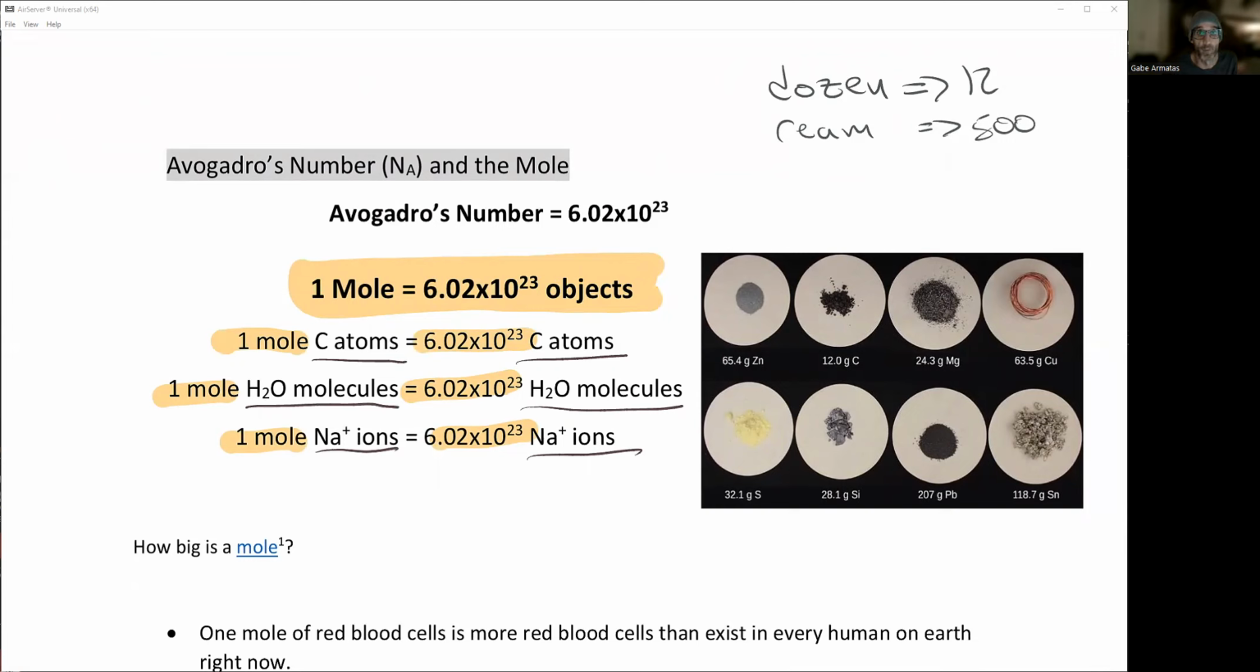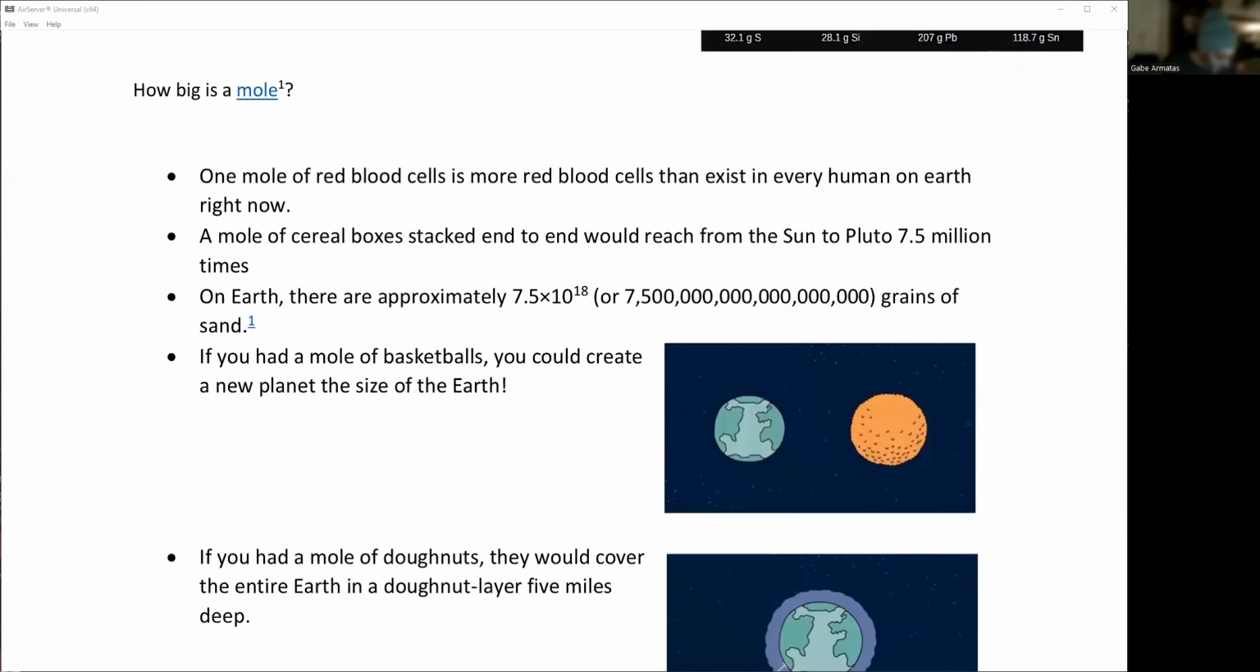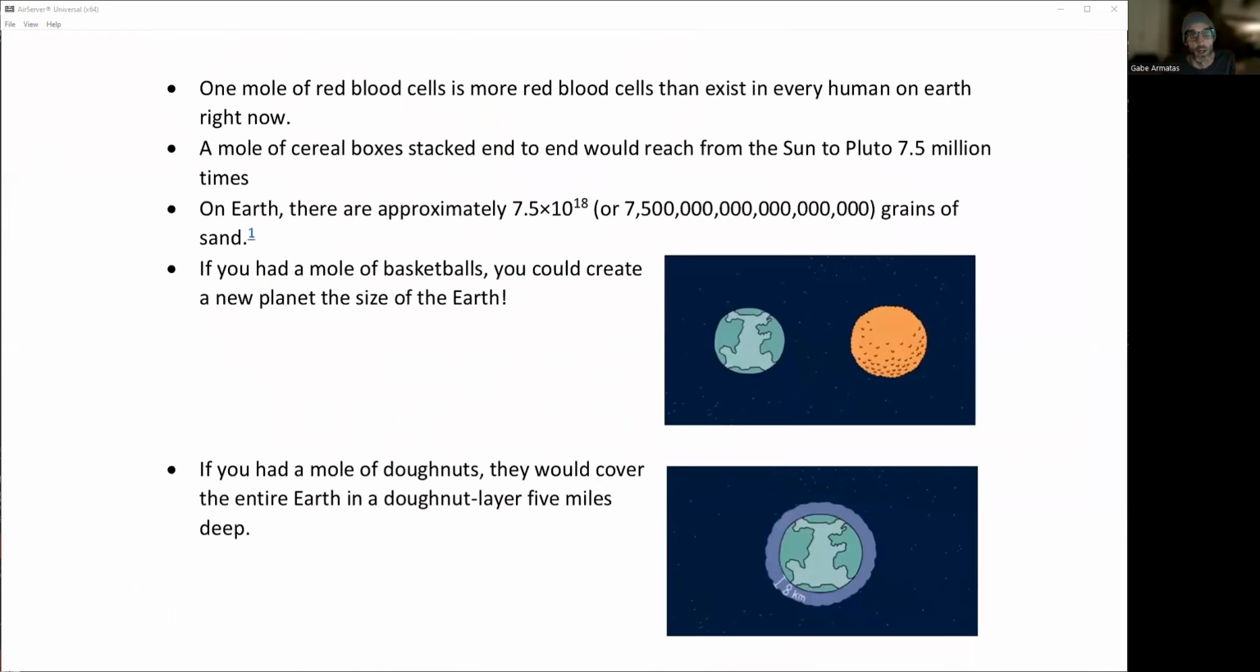I could say 1 mole of bananas. It's going to be 6.02 times 10 to the 23rd bananas, right? So those numbers are important. You can watch this video if you want, but just to give you an idea of how big this number is: 1 mole of red blood cells is more red blood cells than exist in every human on Earth. It's massive. A mole of boxes, a box of cereal stacked end to end, would reach from the sun to Pluto 7.5 million times. That's how large this number is.